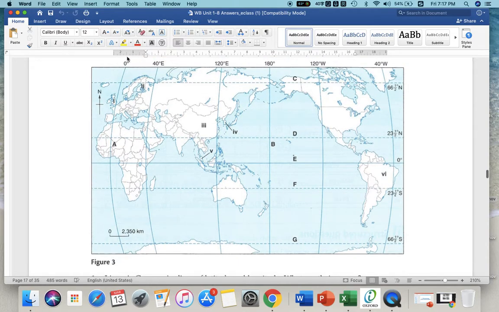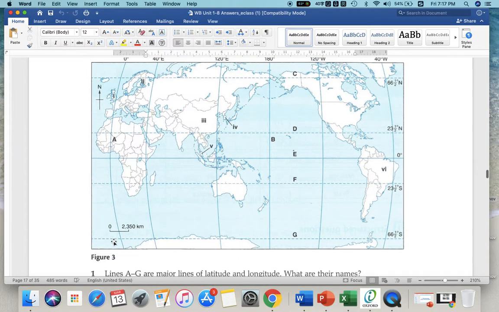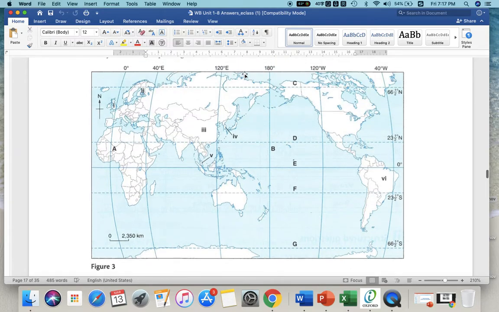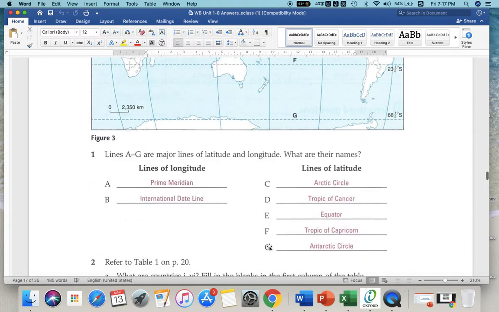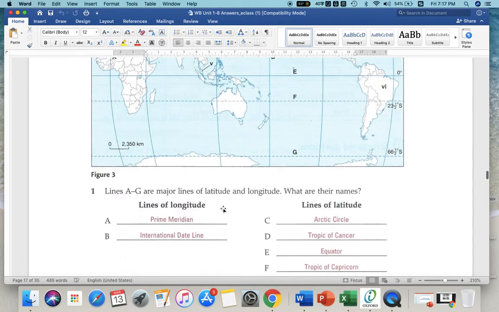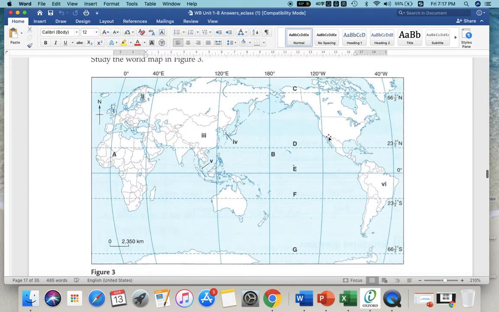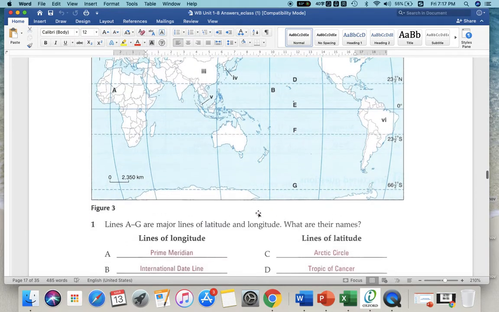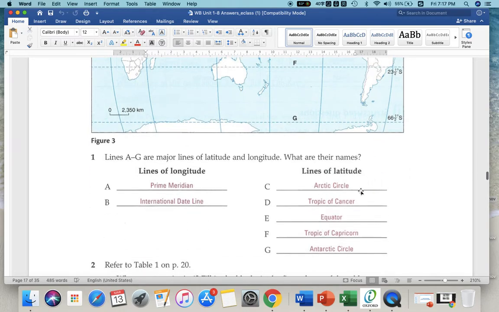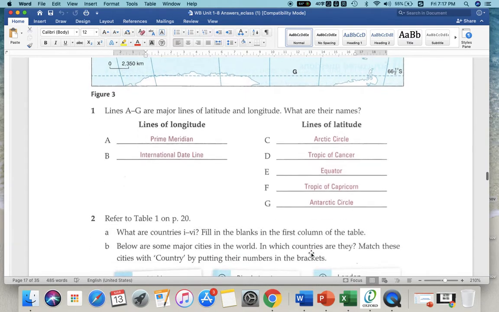Sorry, A is here. This is the prime meridian. While for B here, 180 degrees is the international dateline. For the latitude, you can see C, D, E, F and G. G here is the Arctic Circle, the Tropic of Cancer, the equator, the Tropic of Capricorn, as well as the Antarctic Circle.